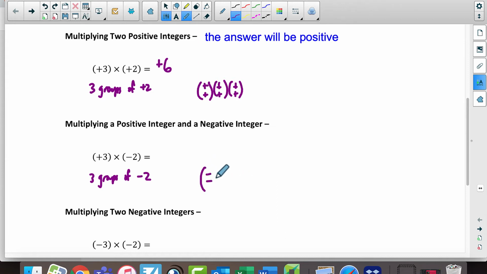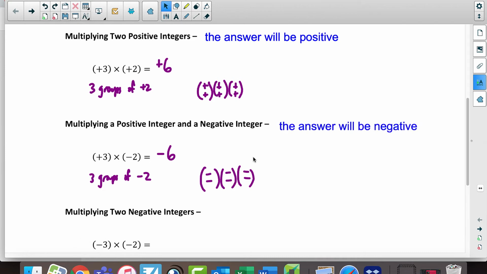Well, here's one group of -2. Here's another group of -2. And here's a third group of -2. We have 3 groups of -2. So how many do we have total? 1, 2, 3, 4, 5, 6 negatives. Our answer is -6. So when you multiply a positive times a negative, you end up with a negative answer.